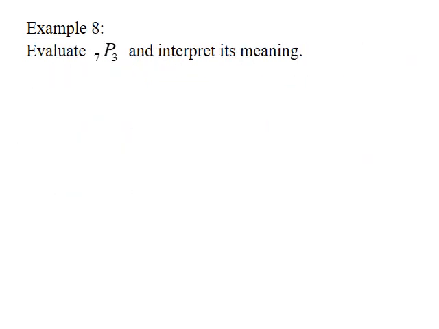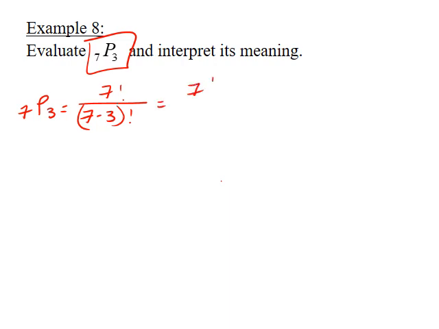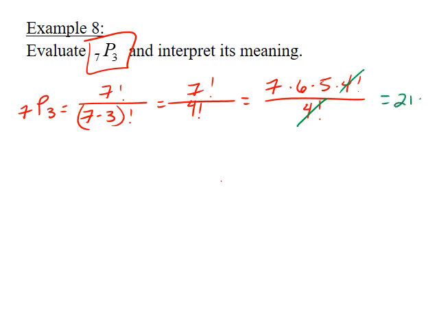So here I want to evaluate this and interpret the meaning. Evaluating it shouldn't be a problem. Let's plug it into our formula. This is 7 factorial over the quantity 7 minus 3 factorial, which is 7 factorial over 4 factorial. I can write this as 7 times 6 times 5 times 4 factorial over 4 factorial. These will cancel, and I get 210. Great, but what does that mean?